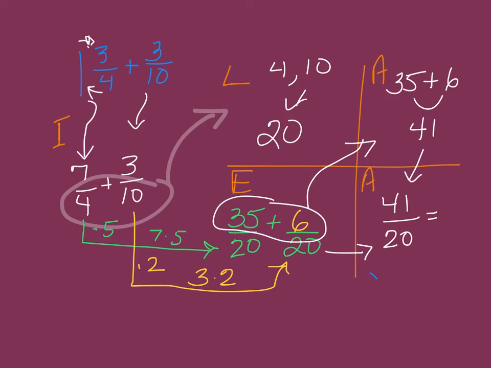20 is far too small to be holding up that big giant 41. How many times does 20 go into 41? Well, I know that 20 times 2 is 40, and I've got 1 left over, keeping that the denominator. So my answer is 2 1/20.